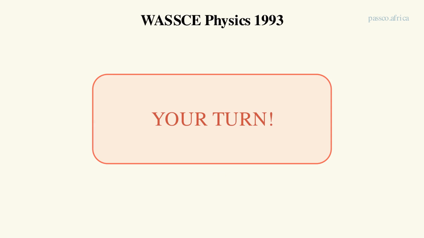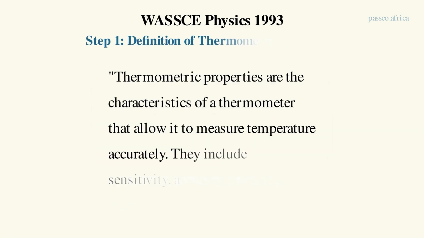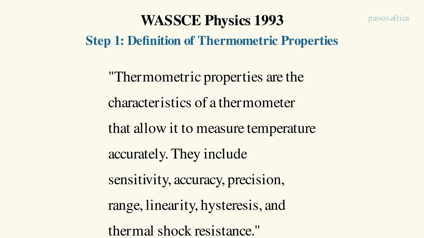Step 1. Definition of thermometric properties. Thermometric properties are the characteristics of a thermometer that allow it to measure temperature accurately. They include sensitivity, accuracy, precision, range, linearity, hysteresis, and thermal shock resistance.